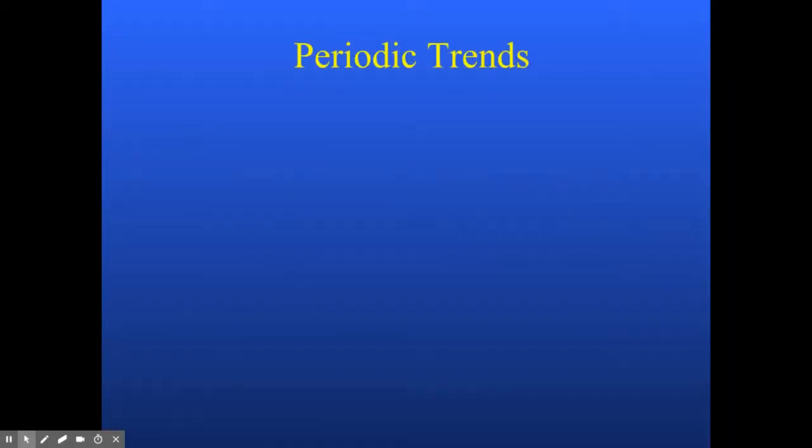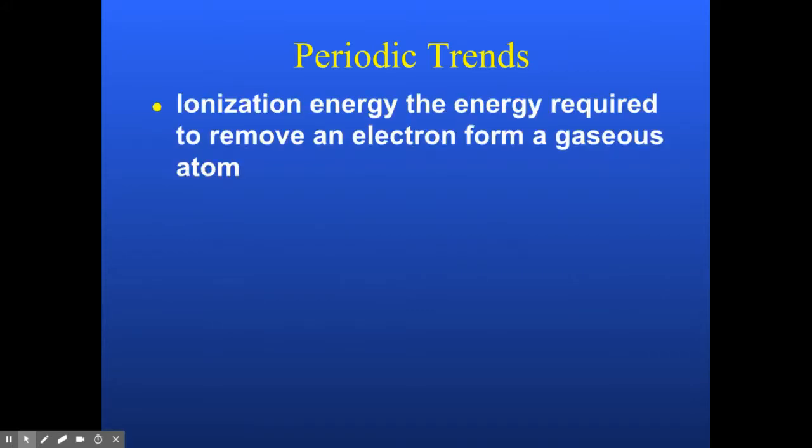All right, now the size of the atoms can also explain a lot of other things. So in our next periodic trend, we're going to look at ionization energy. Ionization energy is the energy required to remove an electron from a gaseous atom. So if the electrons are really strongly attracted to the nucleus, you're going to see an increase in that ionization energy.